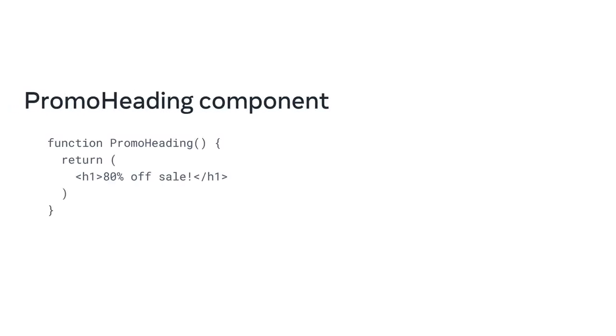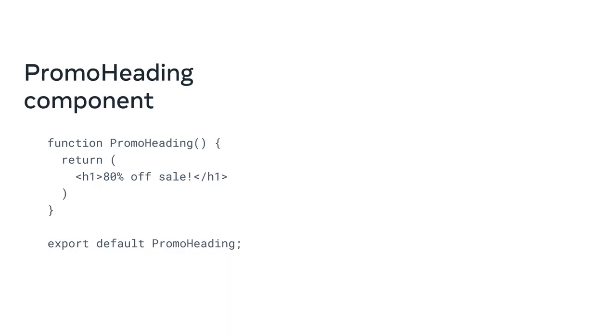Next, let's write the PromoHeading component. You can declare function PromoHeading and in curly braces type return, opening parenthesis, h1 tag, the text "80% off sale", h1 closing tag, and closing parenthesis. Once again, don't forget to export the component to make it available.